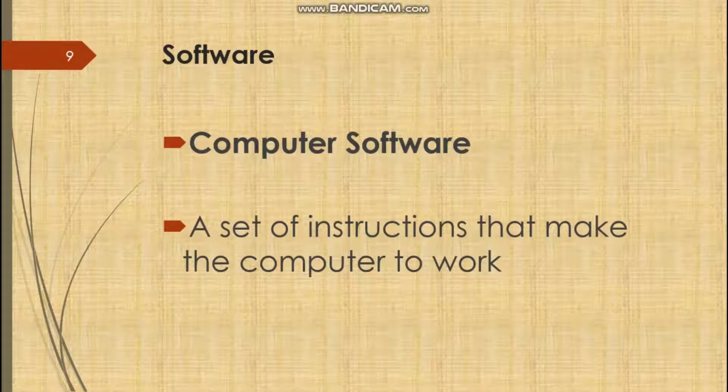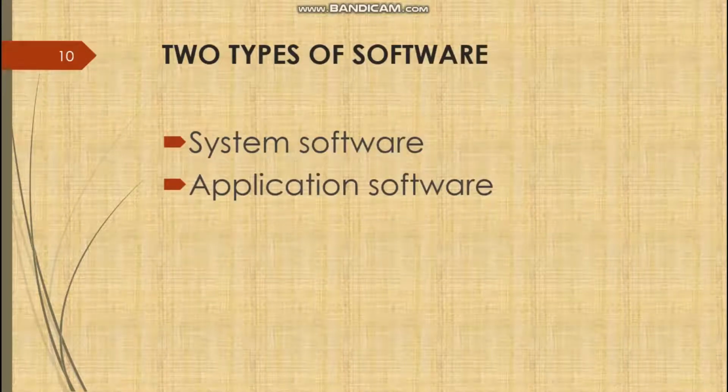We said we have two major components. We've talked about the hardware, the parts of the computer that are touchable. Now we come to the software components. Software components are a set of instructions that make the computer work. Under software, we have two types: the system software and the application software.